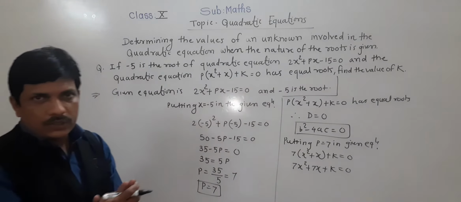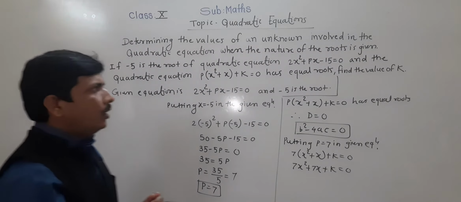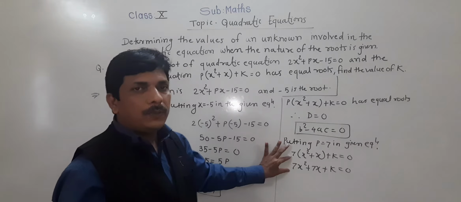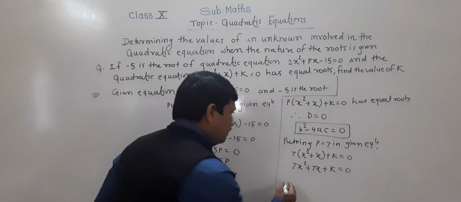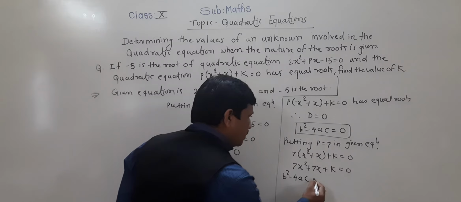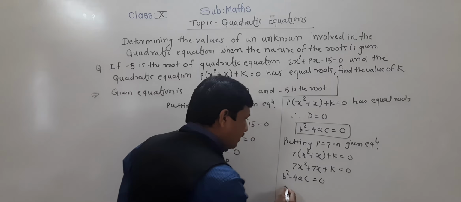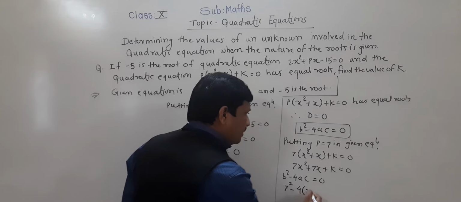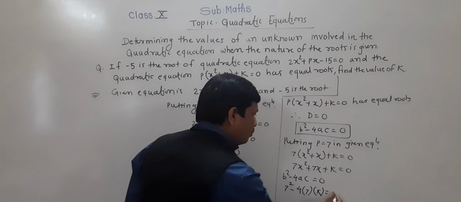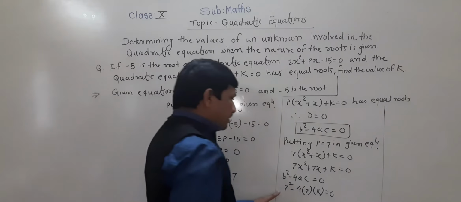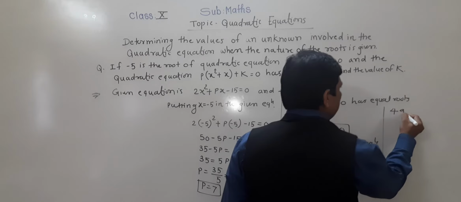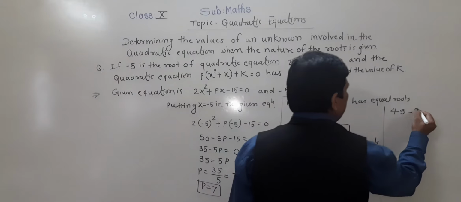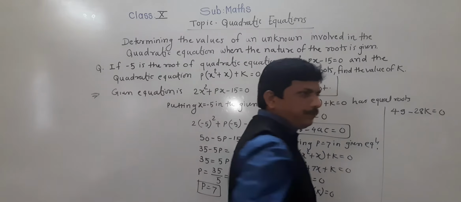So we have the quadratic equation now. Understood? We have a quadratic equation which has equal roots. So from this we will find b square minus 4ac, which is equal to 0. What is b here? b is 7, so 7 square minus 4 into a. What is a? a is 7, and c is k, equal to 0. 7 square is 49. 7 fours are 28, so 28k is equal to 0.